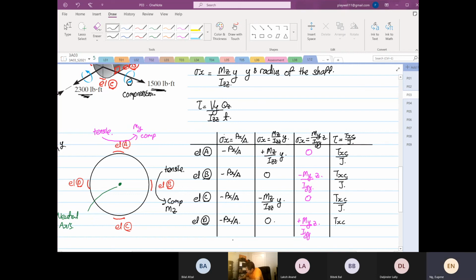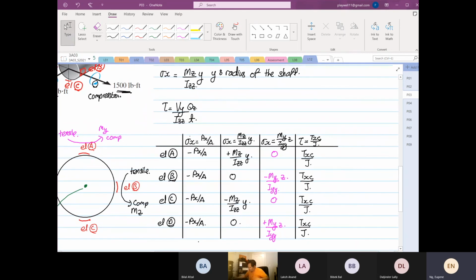Because the torque is felt by all the elements. Okay. So now let's do something that is not there in this question. What is not there in the question, I'll do in pink. So now, what if now, right?